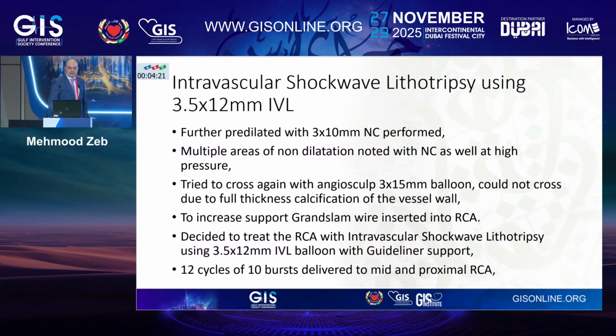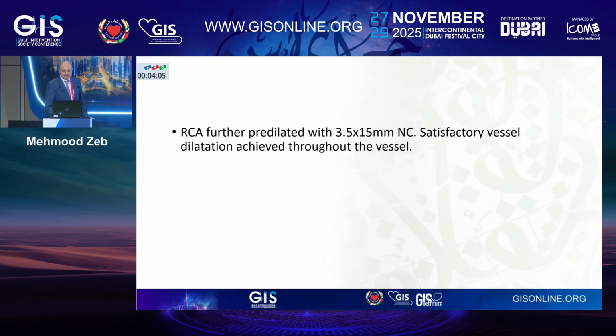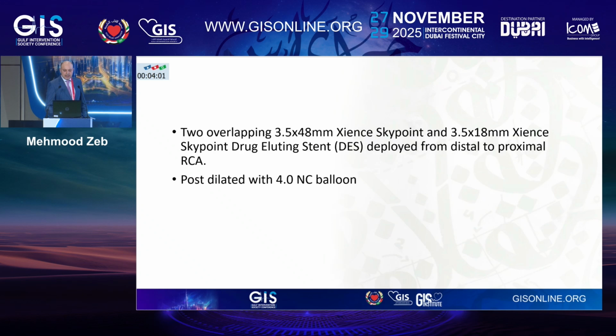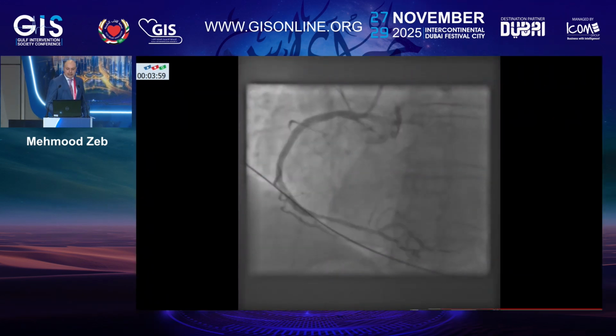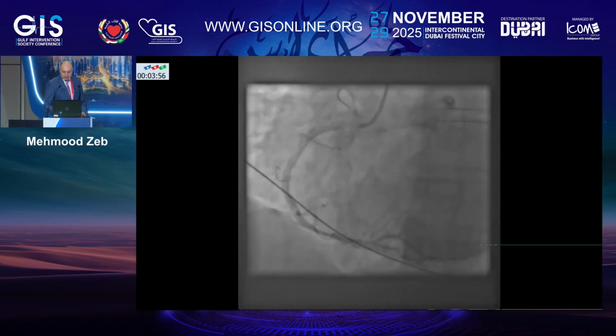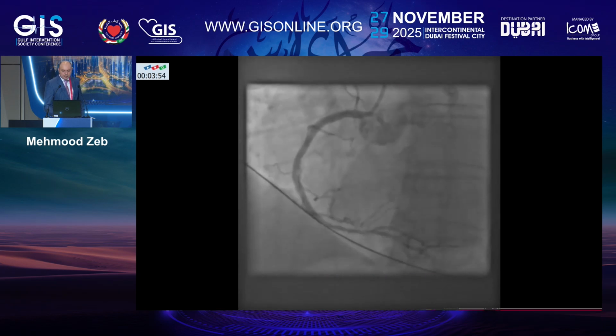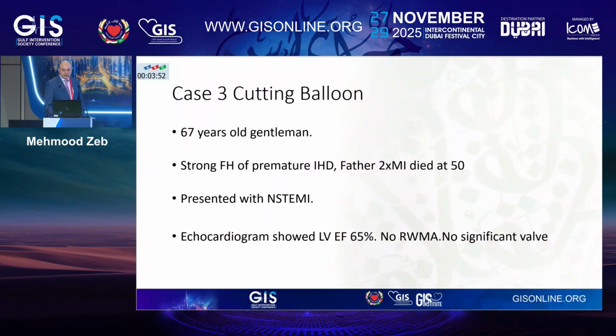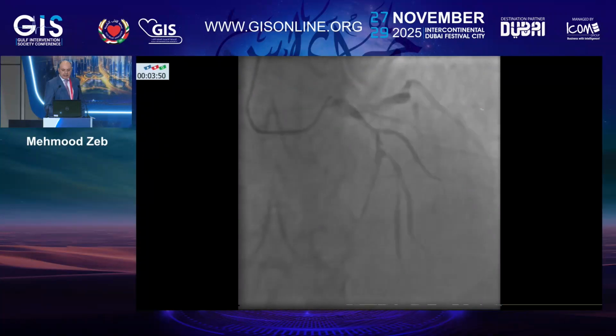So at this stage, I decided to use the IVL. I used the IVL 3.5 by 12 millimeter balloon. It was difficult to deliver it, and I used a Grand Slam wire and the Guideliner to support the procedure. After IVL delivery, I pre-dilated the artery again and then delivered the stent and was able to get optimum results. This was a 67-year-old gentleman, again with LAD disease.